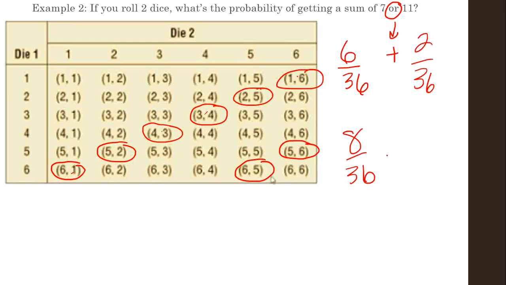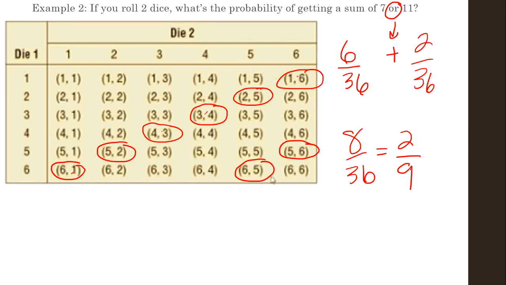If you take out a 4, you should get 2 ninths. I was just double checking. So 2 ninths is your probability. But if you just wanted to count 1, 2, 3, 4, 5, 6, 7, 8 out of 36, that's the same thing.